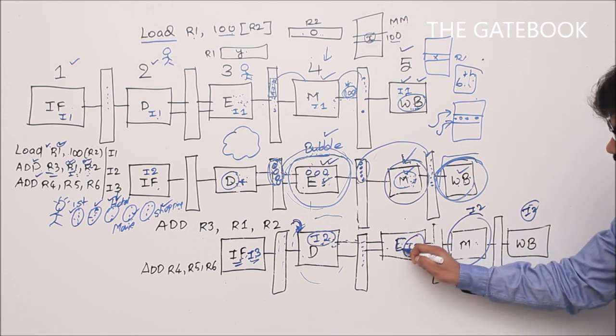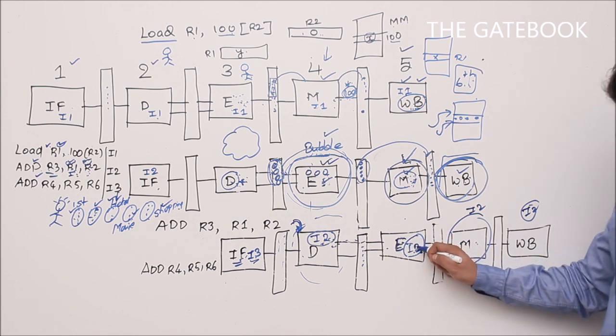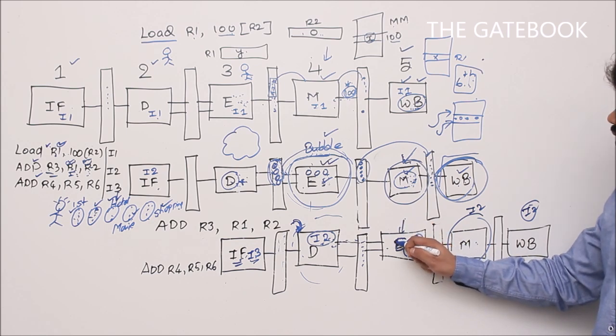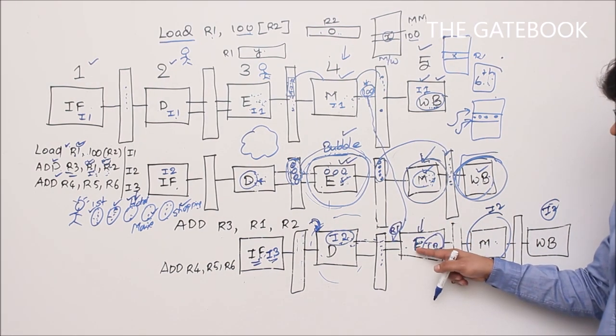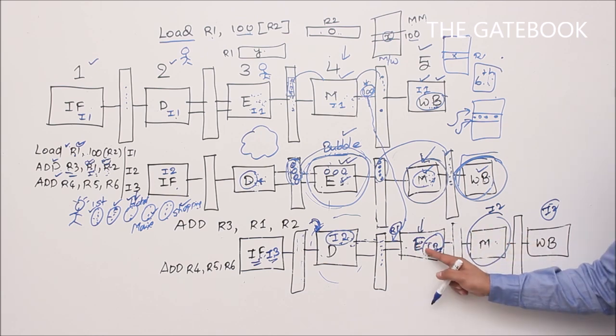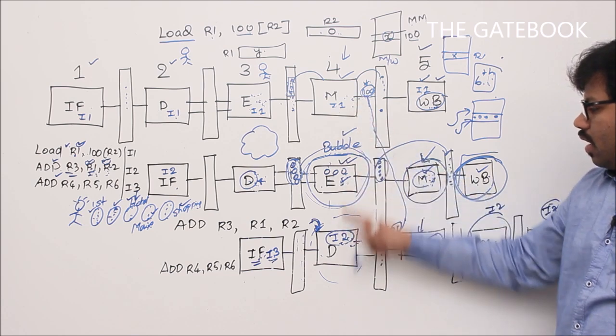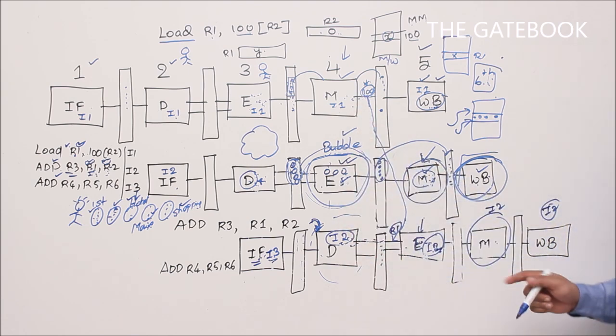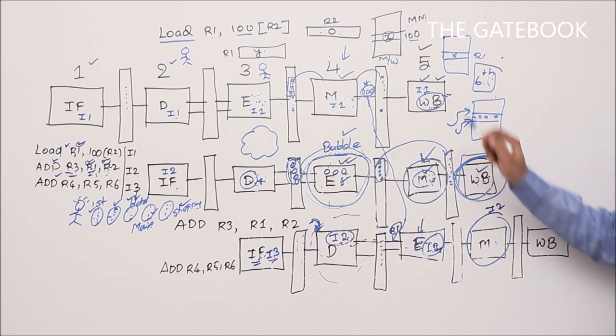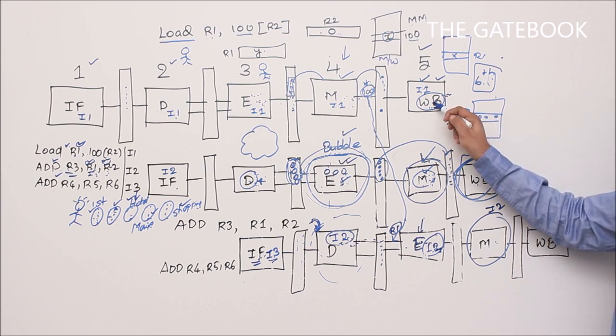See here, focus on this I2 execution. When you are doing I2's execution, finally this E is getting the wrong data, you see. Why? E is getting the data from the decode stage, correct? But by that time R1 is not the right one. When is R1 right? After the write back stage only, right? So this write back stage is updating R1.